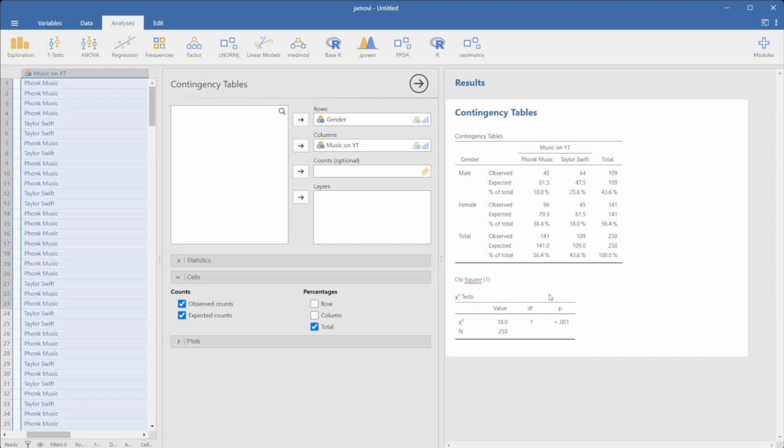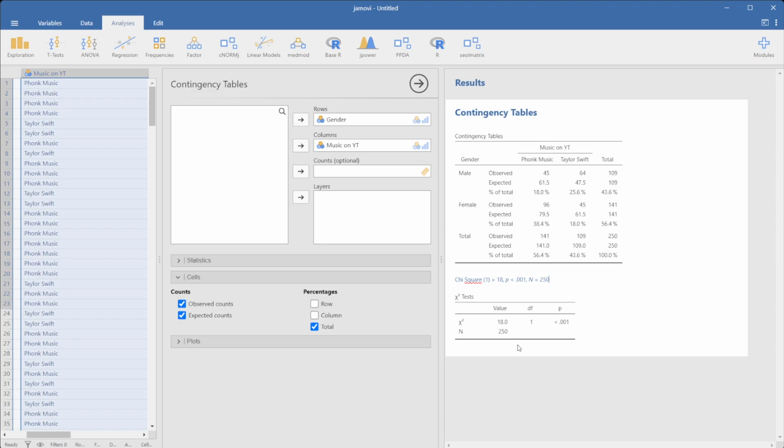Jamovi gives it for you over here. Then you will write the value of chi-square, in this case is 18. Then you will write the p-value, of course italic, in this case it is less than 0.001. This should not be italic instead. And then you will also write the sample size. In this case the n is italic. And there you go. This is how you will report it in APA style.